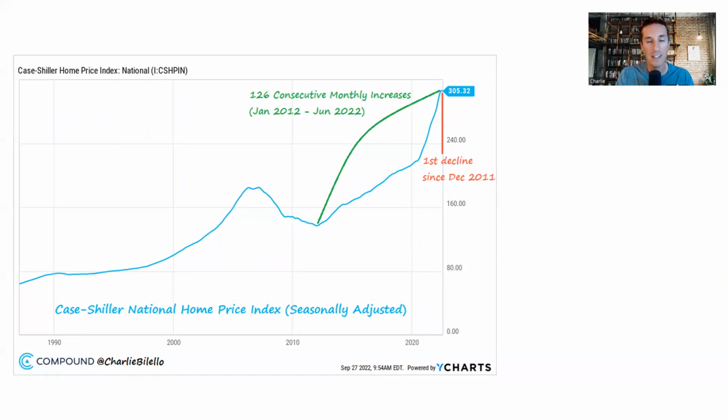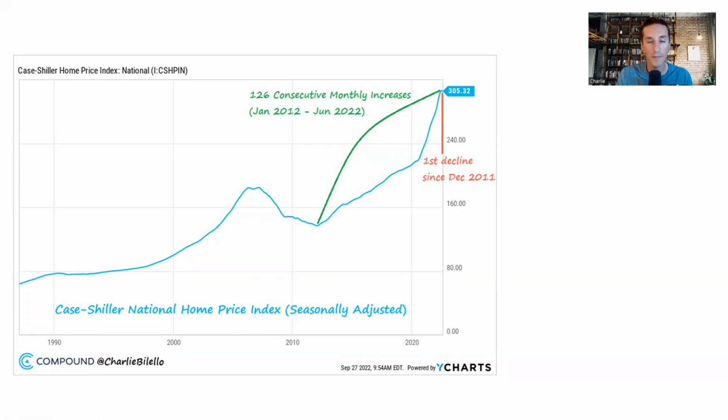You're not seeing it in the data just yet, but we're getting the first glimpse of it here in terms of looking at the Case-Shiller National Home Price Index. First decline that we've seen after 126 consecutive monthly increases. So you had increases from January 2012 through June of 2022, uninterrupted gains. And this is a seasonally adjusted index. Now you have the first decline since December 2011.